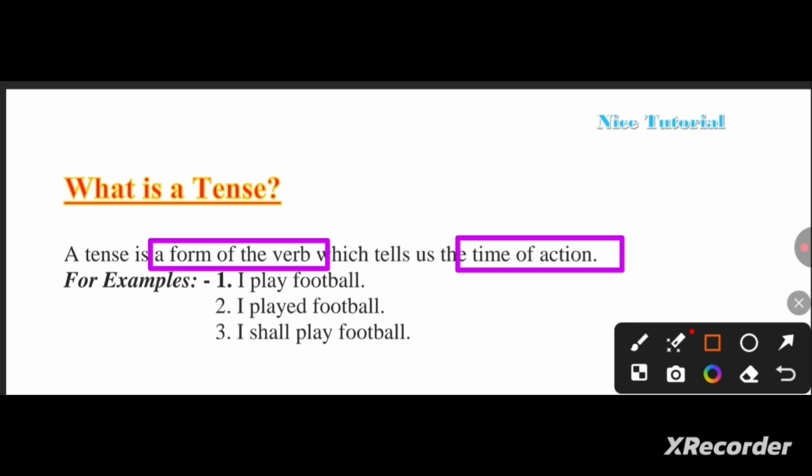It can be observed from these sentences. I play football, I played football, I shall play football. Whether the action has been completed or whether it will happen in the future, we come to know from these sentences.